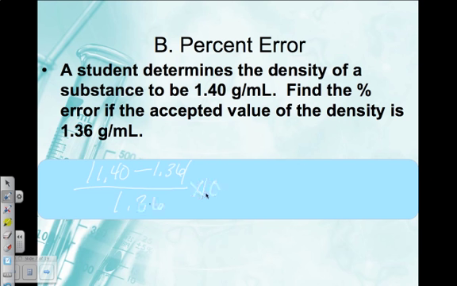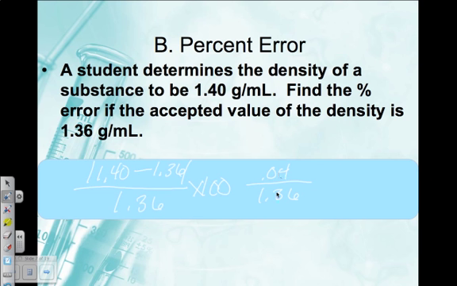So make sure that you are following the steps correctly. So you want to subtract first. So follow your order of operations. All right, so I'm going to subtract first. I'm going to get 0.04, and that's going to be positive.